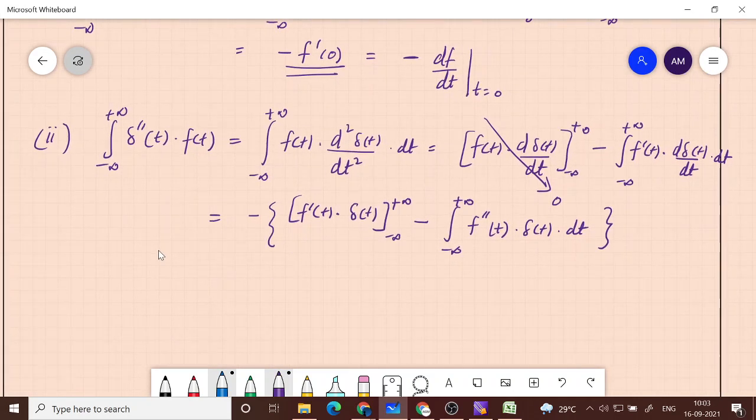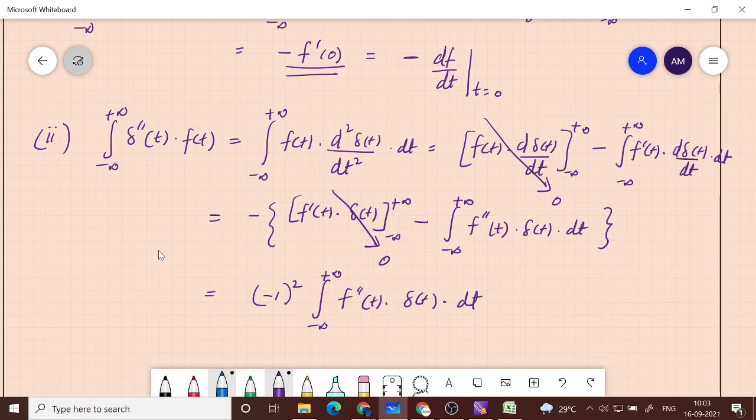Now again, as I told you, these boundary terms are going to be 0. Just like d by dt of delta t is 0, delta t is also 0. So at the upper limit, when you take t equal to infinity, one part of the product is 0, and for minus infinity also, so this will not contribute anything. Now minus into minus, that is why I put minus 1 the whole square, integral minus infinity to plus infinity f double dash of t into delta of t dt.